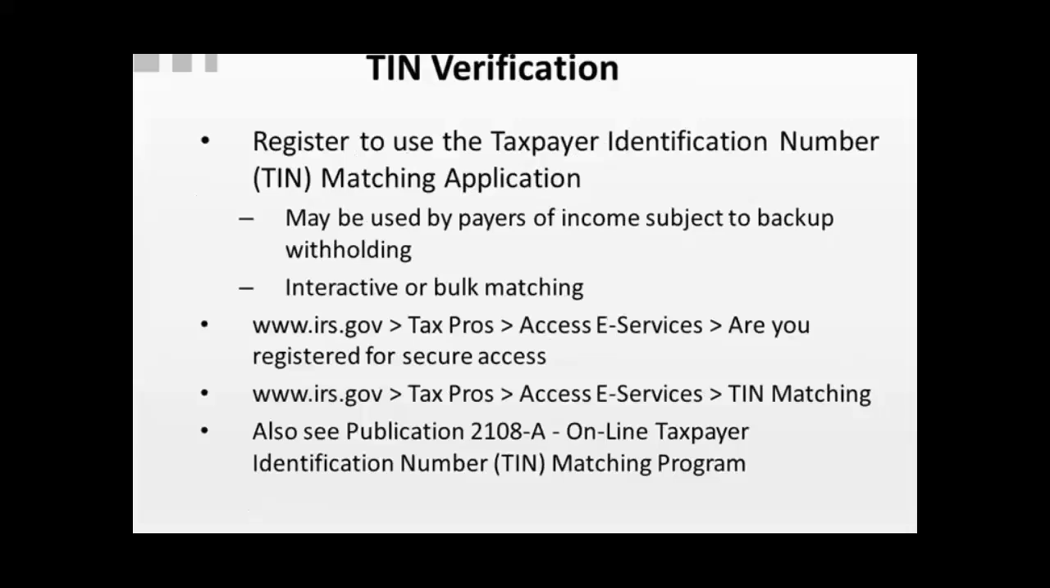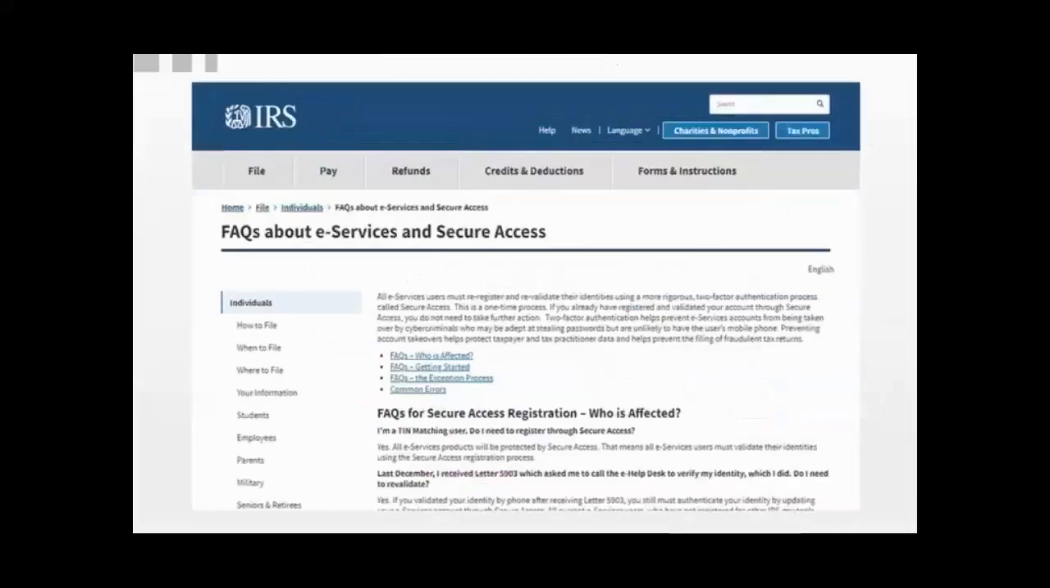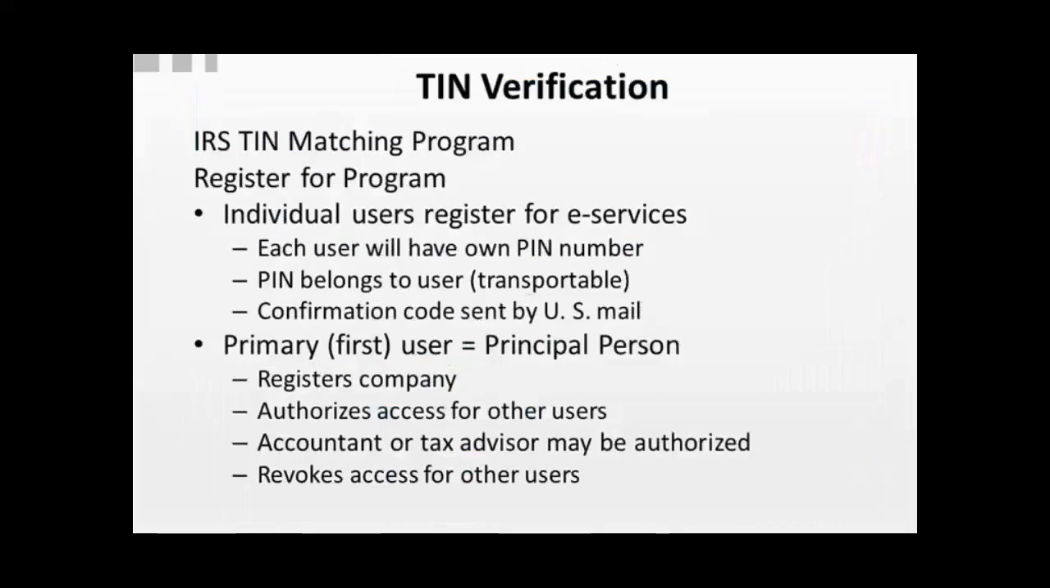Verification, you can register to use the taxpayer identification number matching application. It may be used by payers of income subject to backup withholding only. You can do interactive bulk matching. I've got some breadcrumbs in there. I'm going to skip over a few slides here. Publication 2108A is in there, and it gives you all kinds of information about this process. Individual users register for e-services. This is the same thing the tax pros do to get transcripts, but you won't be able to get transcripts. You'll be doing the verification process.